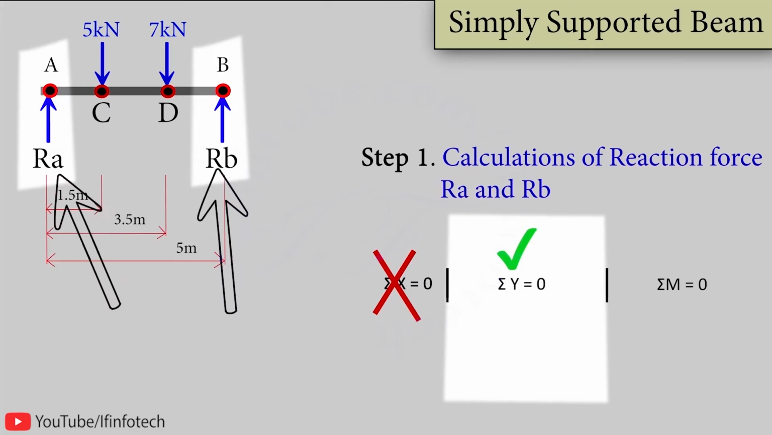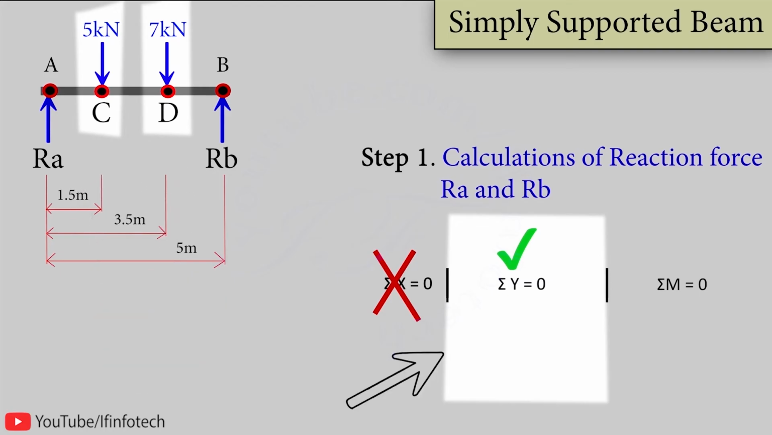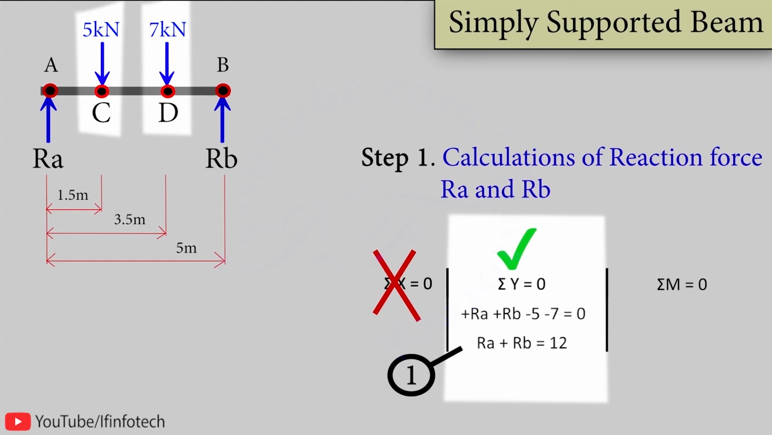Now if you see RA and RB, both reaction forces are acting upward, so they would be positive, and the two forces which are acting downward are treated as negative. So I can write RA plus RB minus 5 minus 7 is equal to 0. Therefore RA plus RB is equal to 12. So here I will give this as equation number 1.